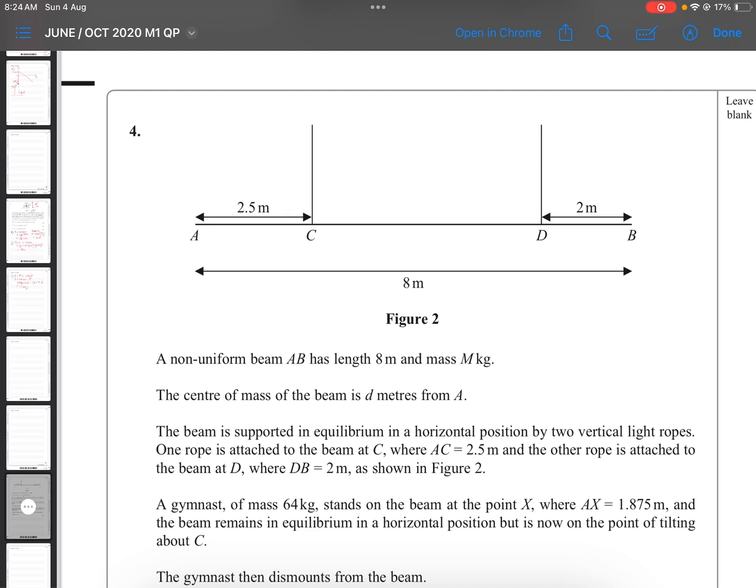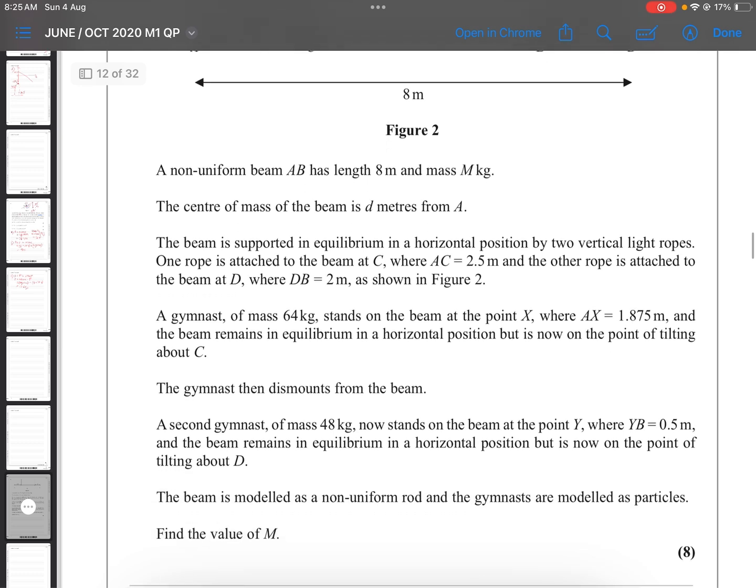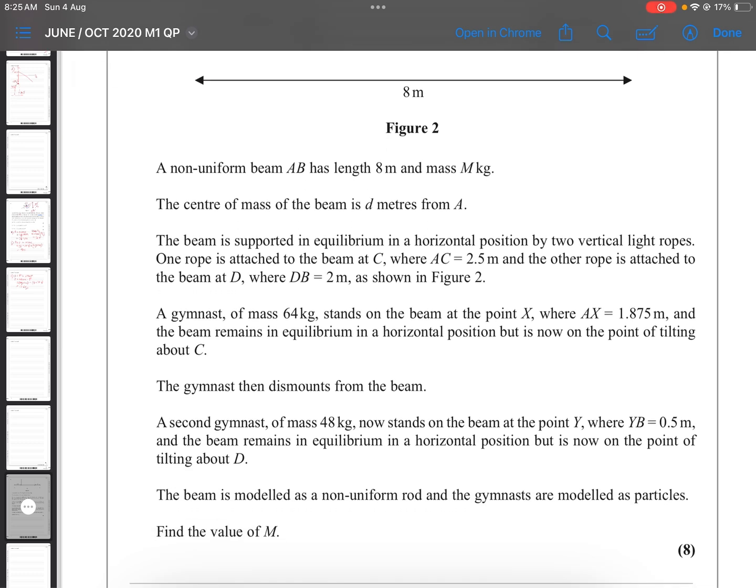A gymnast of mass 64 kg stands on the beam at the point X, where AX is 1.875 meters, and the beam remains in equilibrium in a horizontal position but is now on the point of tilting about C. The gymnast then dismounts from the beam. A second gymnast of mass 48 kg now stands on the beam at the point Y, where YB is 0.5 meters, and the beam remains in equilibrium in a horizontal position but is now on the point of tilting about D. The beam is modeled as a non-uniform rod and the gymnasts are modeled as particles. Find the value of m.